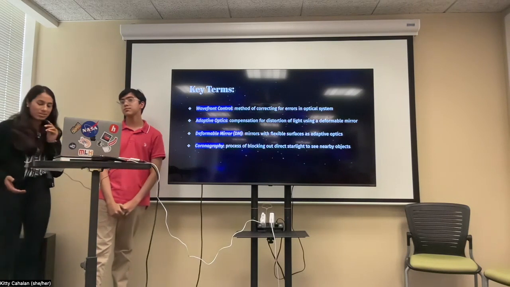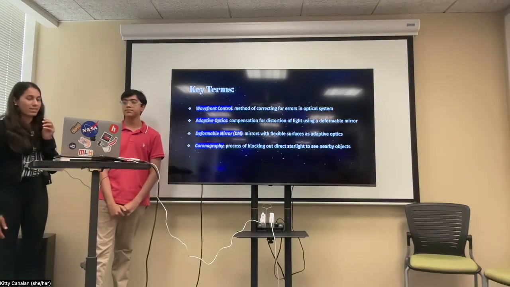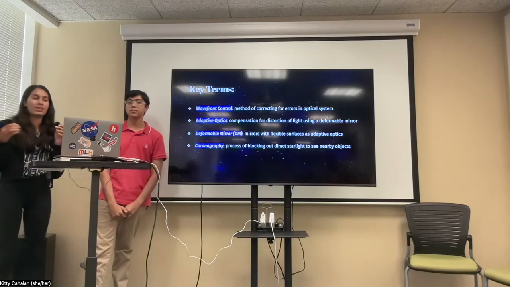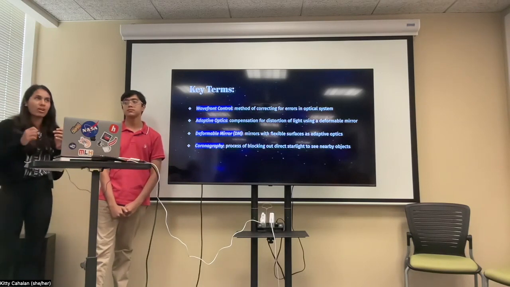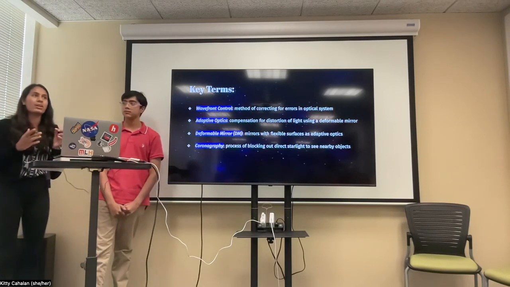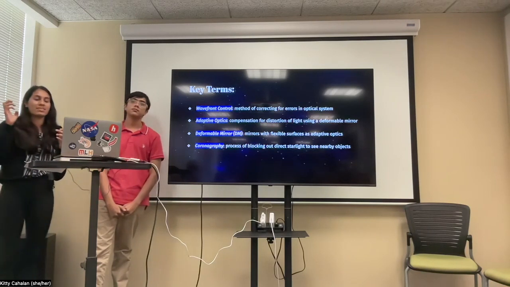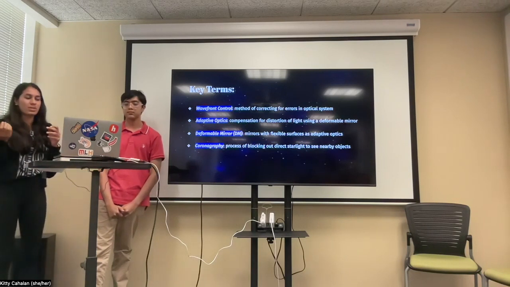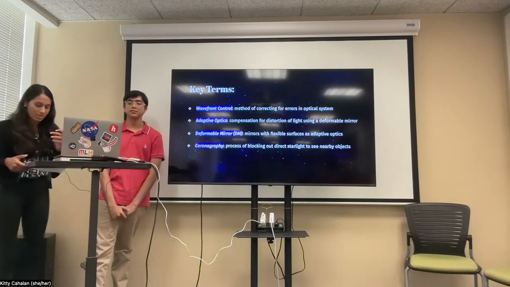Okay, so our next term is coronography. As you can see here, this means the process of blocking out direct starlight to see nearby objects. You might be familiar with the term corona, and this refers to the outer light of the sun that we can see. A fun fact is that centuries ago, the only way to ever observe the corona or solar flares was by seeing a solar eclipse where the moon would be blocking that starlight. But nowadays we can use coronography as a technique to block the starlight without having a solar eclipse.